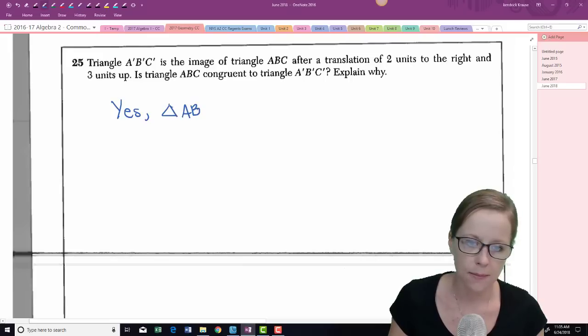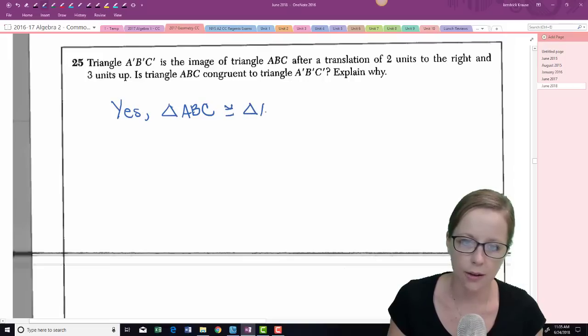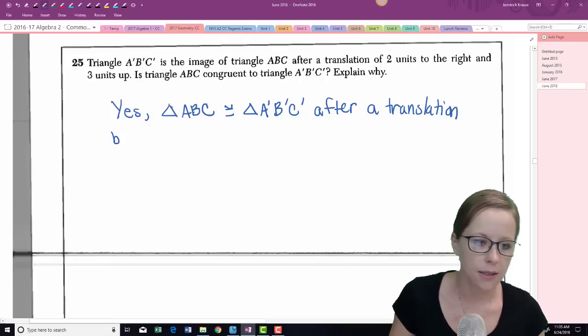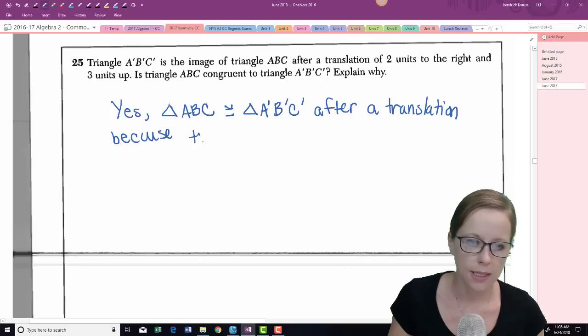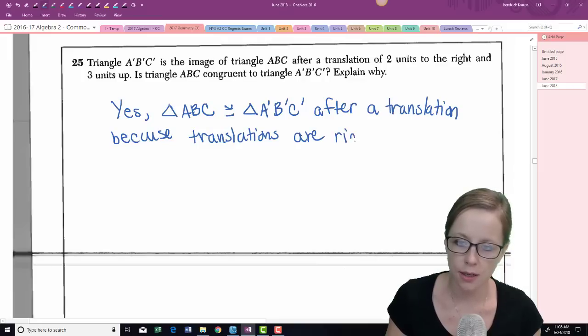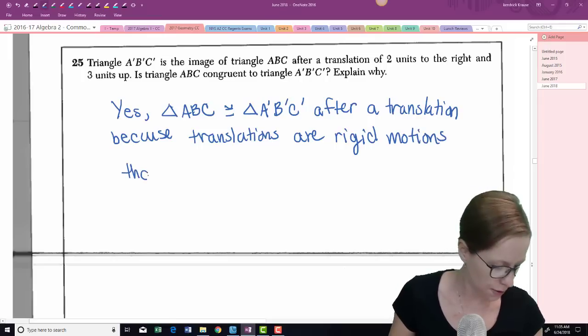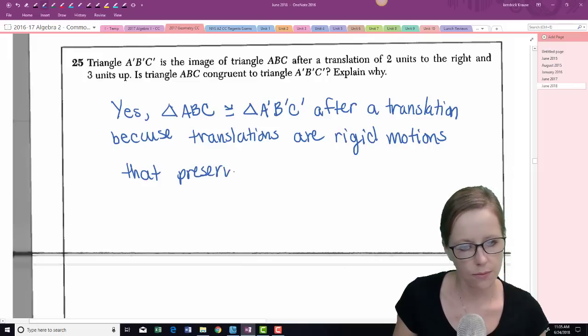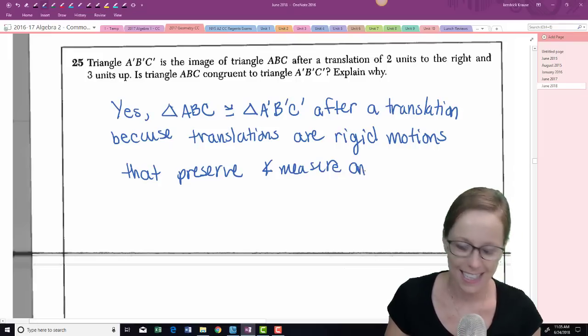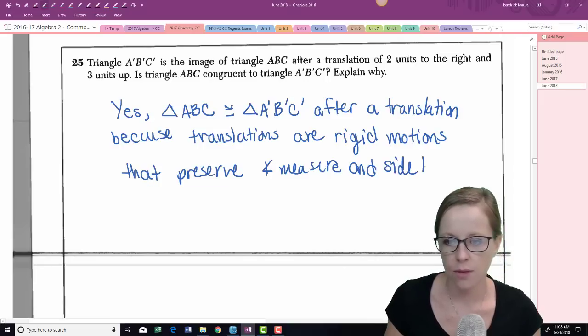triangle ABC is congruent to triangle A'B'C' after a translation because translations are rigid motions that preserve angle measure and side length. Be thorough.